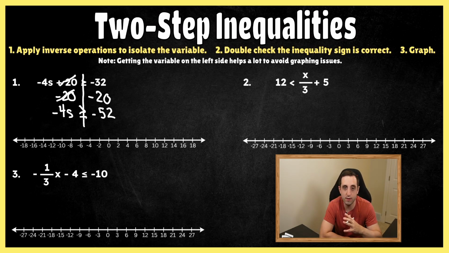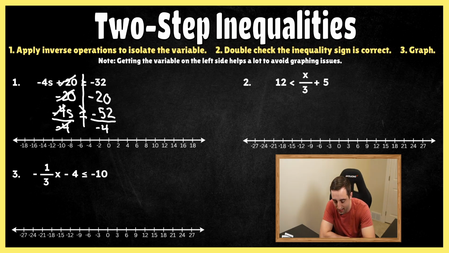And now we're down to one last step. S still isn't by itself. It's currently being multiplied by negative 4. Well, the only way to get rid of multiplying by negative 4 is to divide both sides by negative 4, which again is the inverse of multiplying. So let's go ahead and divide by negative 4, and then let's make sure we mirror that on the other side of the line as well. Negative 4 divided by negative 4 is 1, so those are going to cancel. And then again, 1 times anything just stays the same, so we're left with just S all by itself. And then we have negative 52 divided by negative 4, which is going to give us a positive 13.